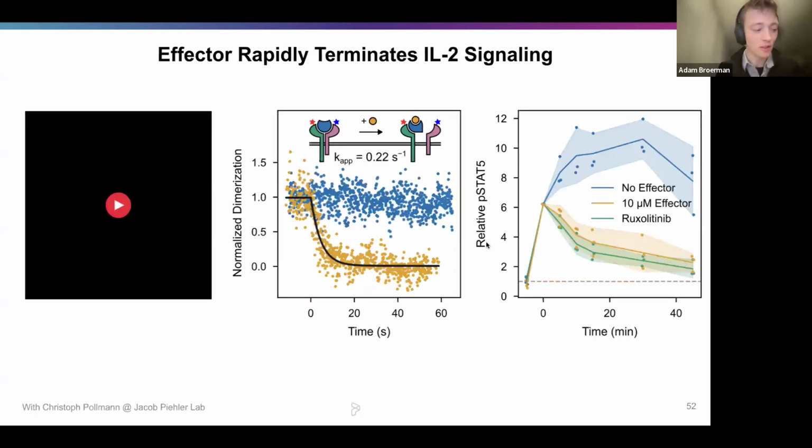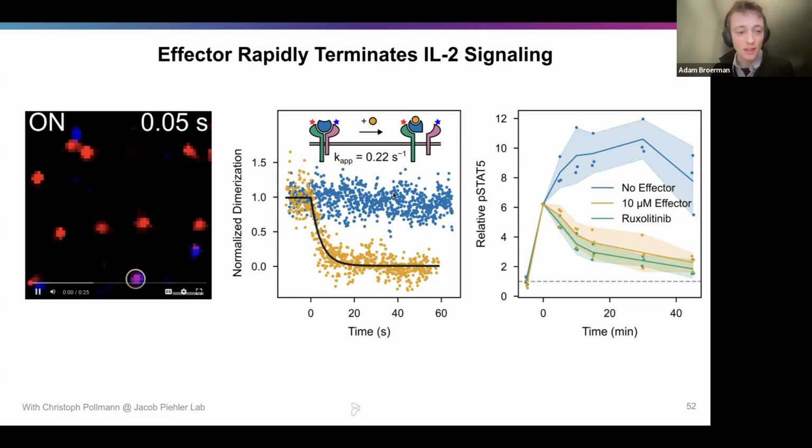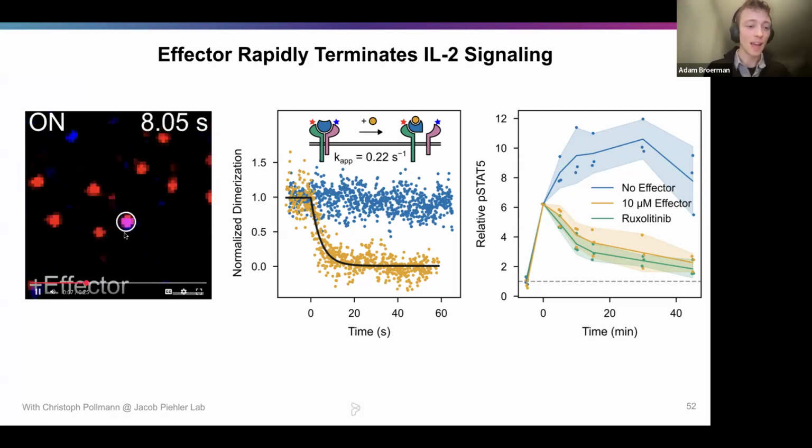And then our collaborators did one of the coolest experiments ever, which is they actually could measure this process on the surface of live cells. So to do this, they use single molecule microscopy, and then they fluorescently label those two receptor chains. And then they're tracking colocalized pairs. They add the effector and then watch as a few seconds later that complex dissociates.